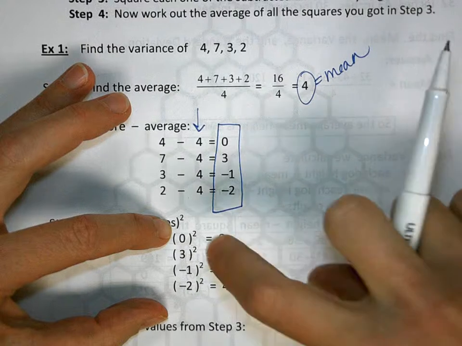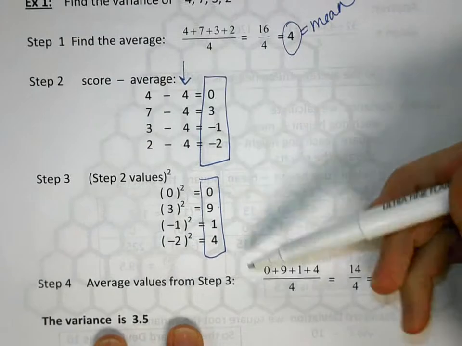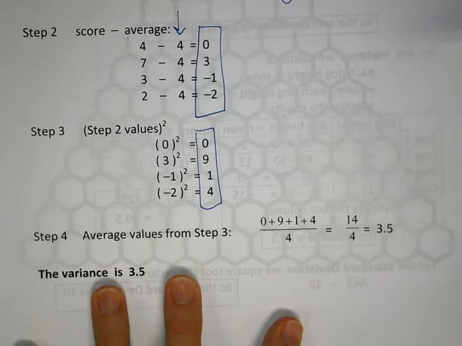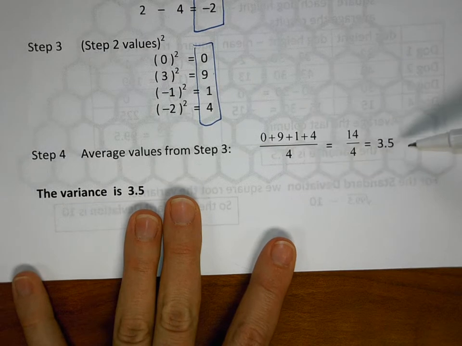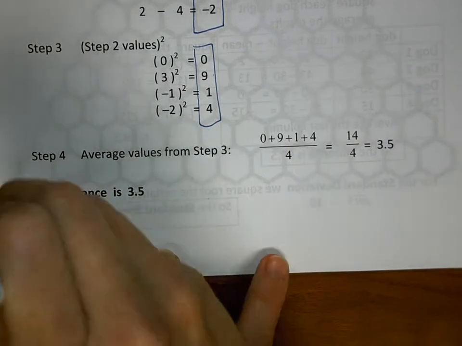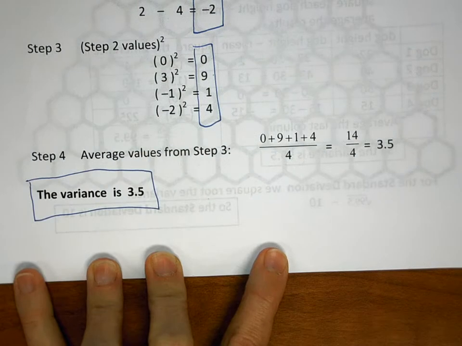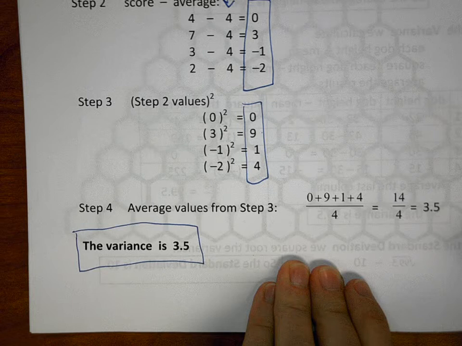Now you're going to take the average of these. So again, you add all those numbers up together: 0 plus 9 plus 1 plus 4. There were 4 numbers, so I divide by 4 and I get 3.5. So that is your variance. The variance is 3.5. It is a lot of work.